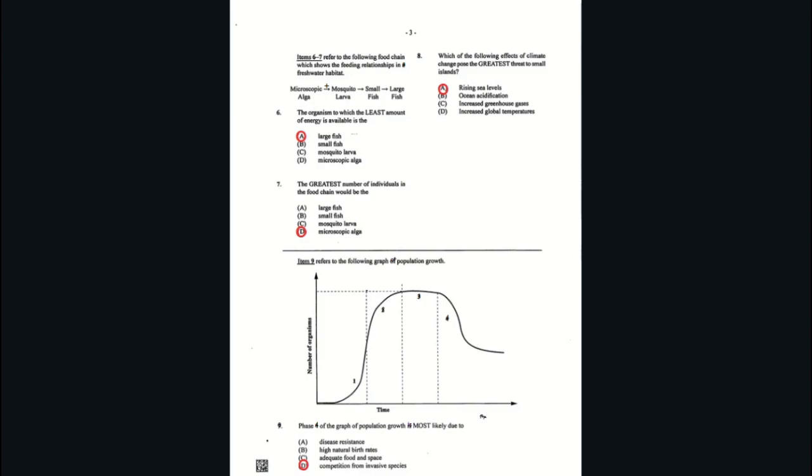So if we start out with the producer, it has to be able to photosynthesize. So it can either be a plant or it can be algae. As long as it is able to carry out photosynthesis, it works, right? So in this situation, the microscopic algae is the producer. By the time that energy reaches the large fish, it's not getting as much, right? Because it literally passed through the mosquito larvae, it passed through the small fish, and energy is lost along the way, right? Energy is lost along the way.